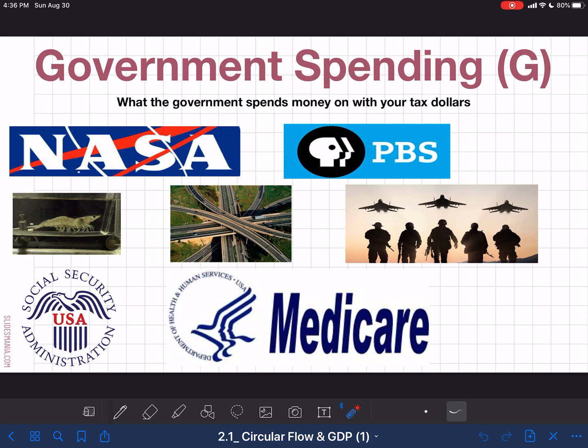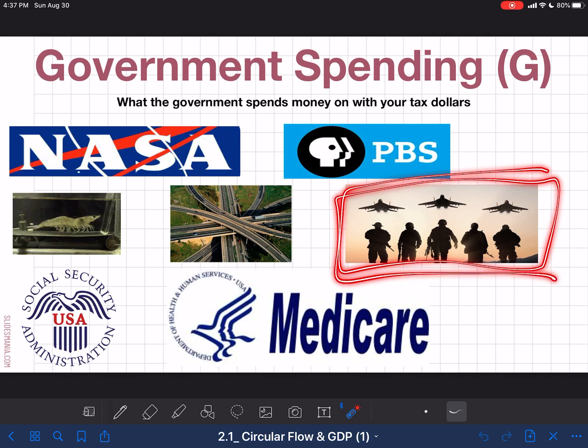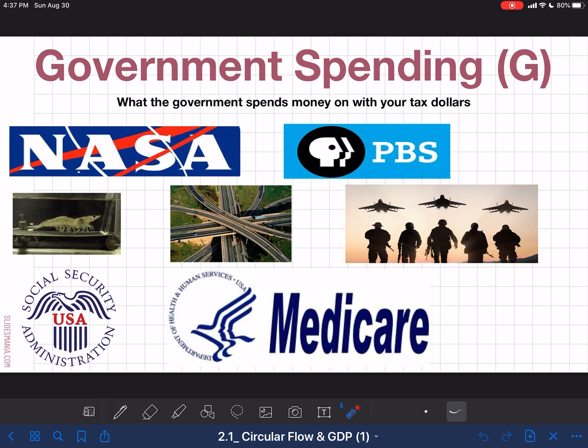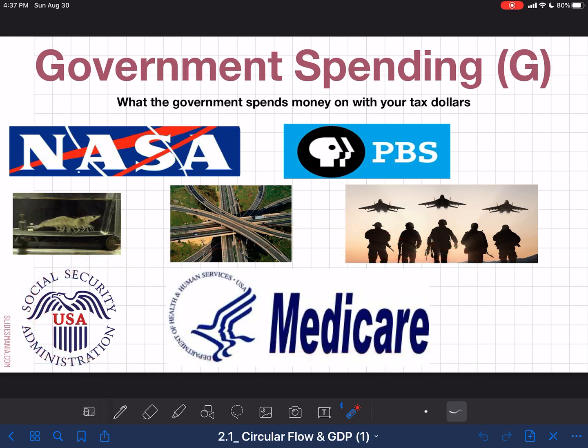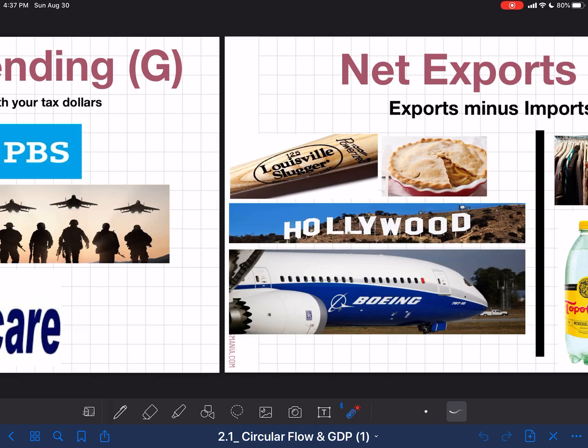Government spending is what the government spends your tax dollars on. So any type of government program that is funded by our tax dollars would be considered government spending. Any type of infrastructure advancements would count. Our Smithsonian museums are also part of government spending. Obviously, our national defense would count as a government spending option. Social Security, Medicare, Medicaid, those programs would count as government spending as well.